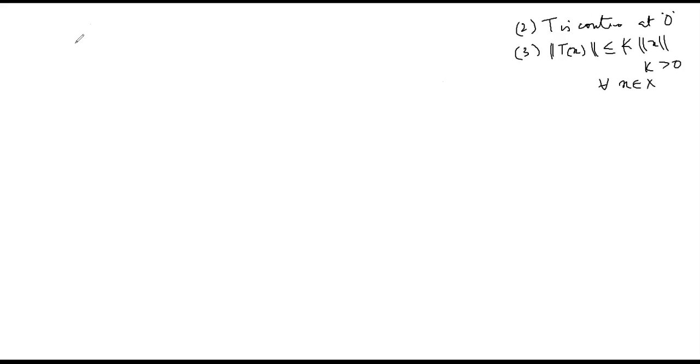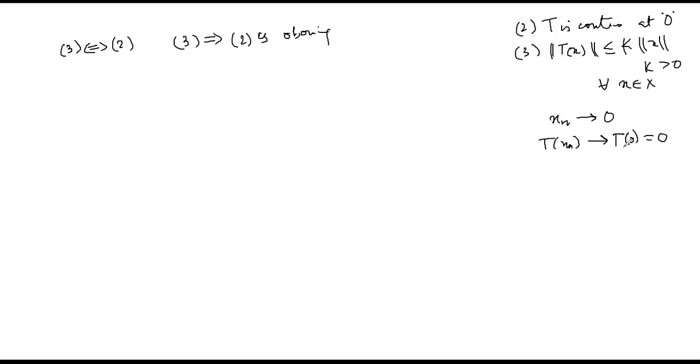So suppose that, first of all, 3 implies 2 is obvious. So I have to show 3 is equivalent to 2. Now 3 implies 2 is obvious. Why? Let me tell you. Because if 3 is true, then T is continuous at the origin, so it means that if xn converges to 0, then T of xn would converge to T of 0. That is the same thing as 0.